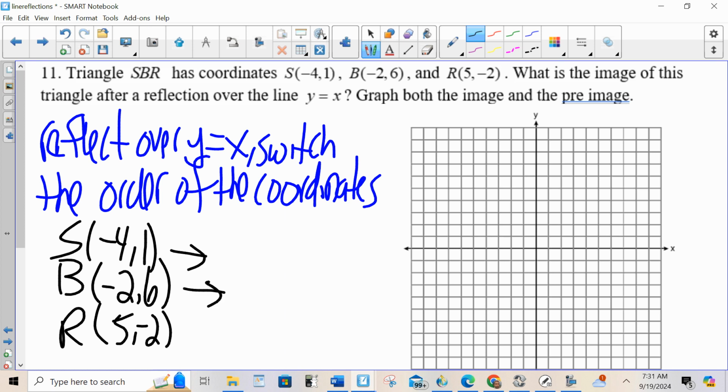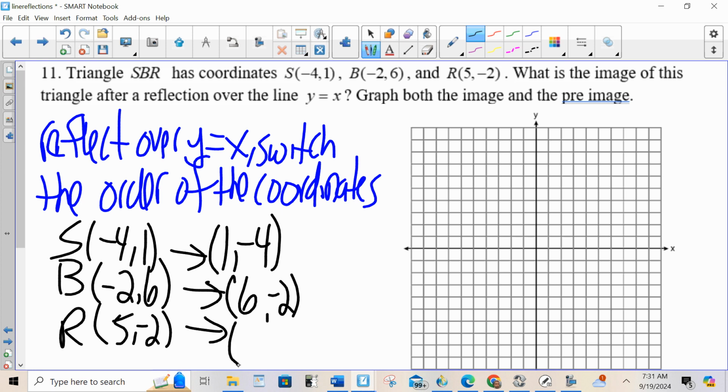So if I start with negative 4, comma 1, switching the points would make it 1, comma negative 4. The order's changing, nothing is being negated. Negative 2, 6 becomes 6, negative 2, and 5, negative 2 becomes negative 2, 5. That's your S prime, B prime, and R prime. Again, I just switched the order of the coordinates for each.